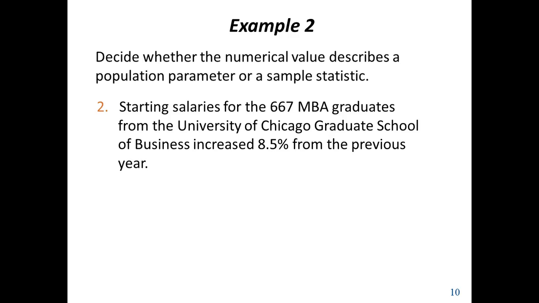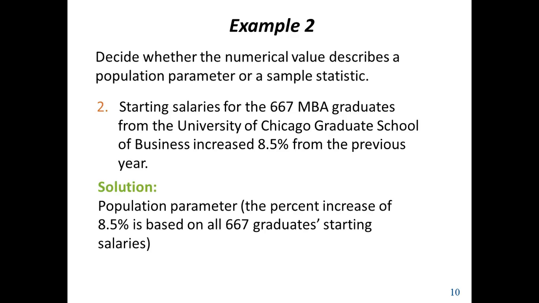Let's go to see the second example. In this case it says starting salaries for the 667 MBA graduates. That means all MBA graduates. As a result, if we have all MBA graduates, then we talk about a population. So if we have a population, then we have a parameter. So population parameter, because it's based on all 667 graduates.